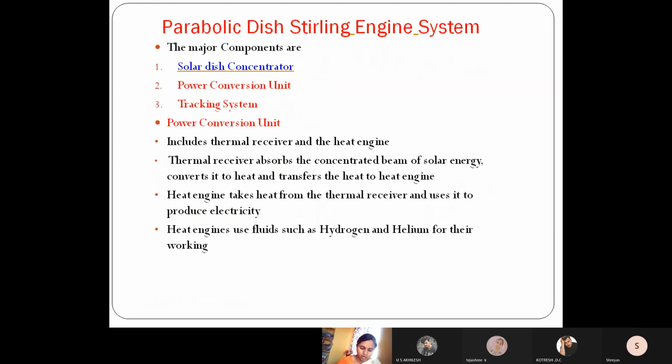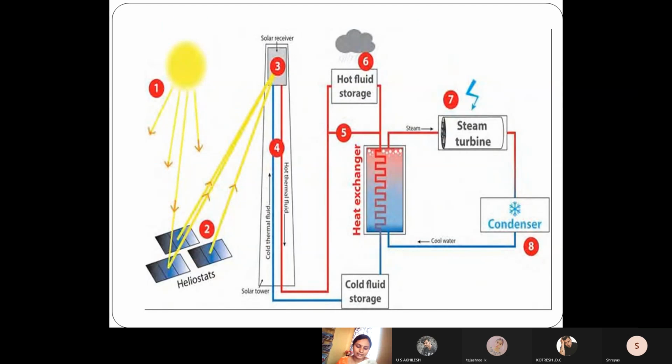Before going to the next topic, the parabolic dish Stirling engine, what is the advantage of the heliostat? It is the most efficient of all collector systems because it is always pointing at the sun. There are two advantages: one, it can be used for hot water in buildings, and second, it will produce electricity.